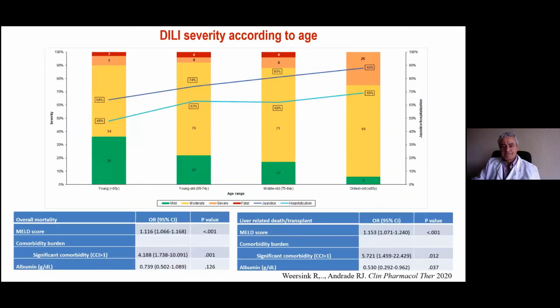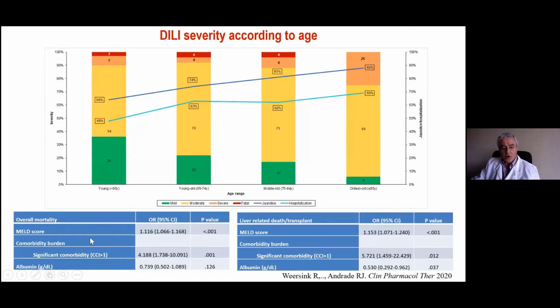DILI. And in this analysis I commented on before, recently published in Clinical Pharmacology and Therapeutics, you can see that patients older than 85 years had more severity at DILI. So age was also associated with more severe DILI, more severe and more moderate DILI than the other age groups.